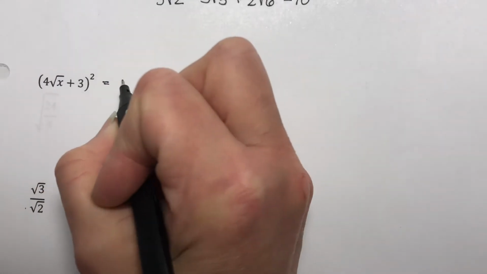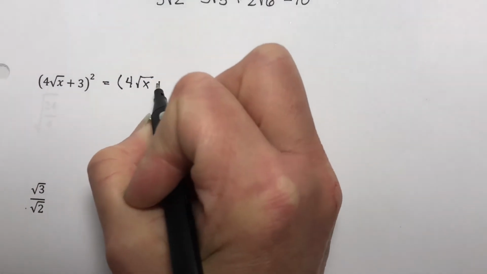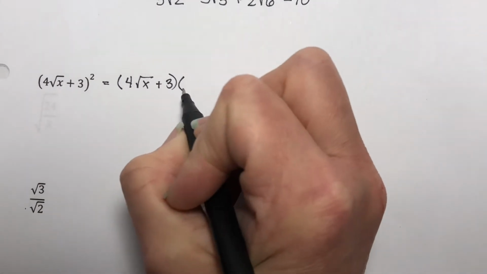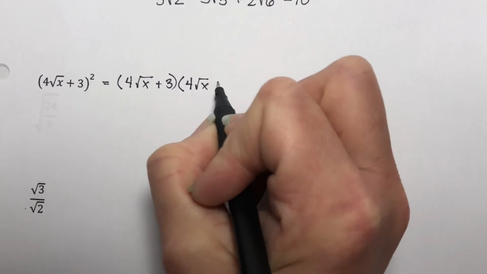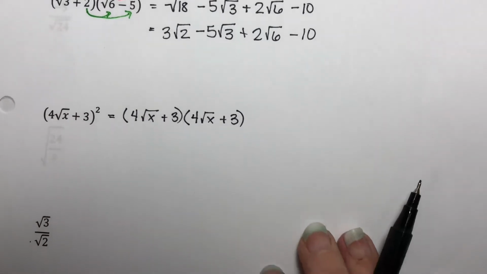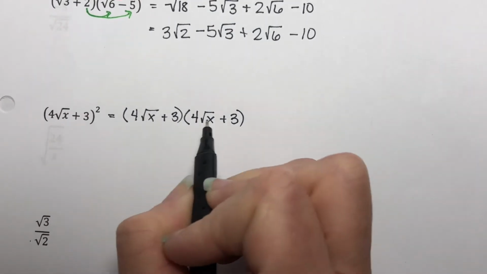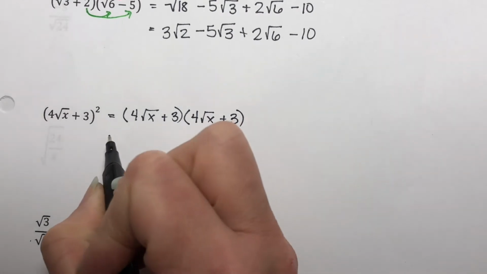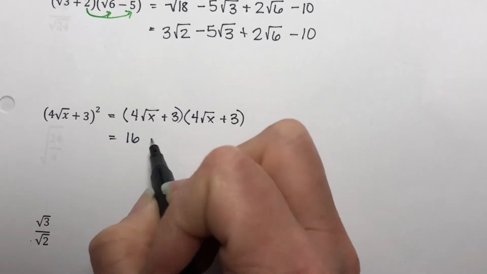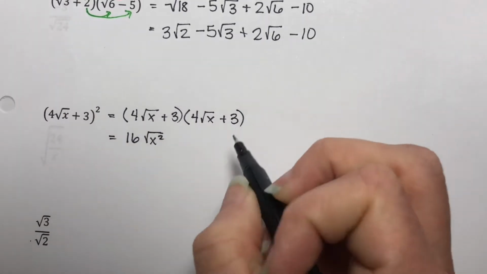But if you're not comfortable using that, you should rewrite this as 4 times the square root of x plus 3, times 4 times the square root of x plus 3, and we will distribute the same way we did up here. So 4 square root of x times 4 square root of x is going to be 16 because 4 times 4. And I'll go ahead and write out this step. It's the square root of x squared, which you should recognize simplifies.